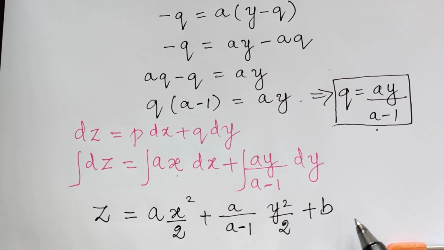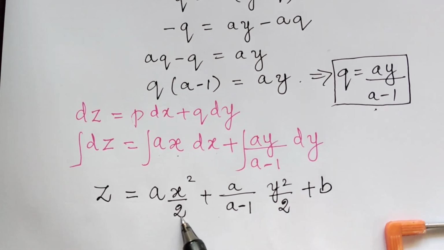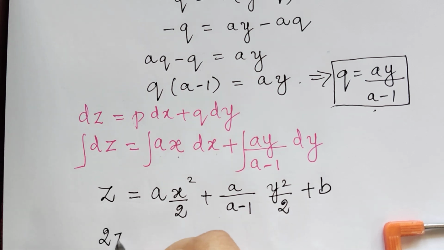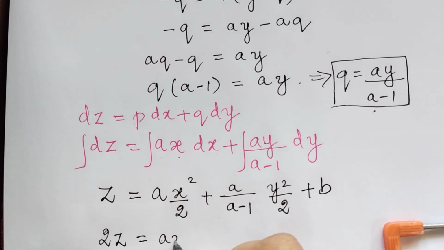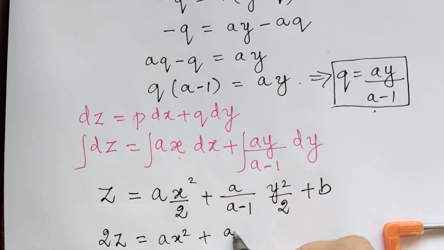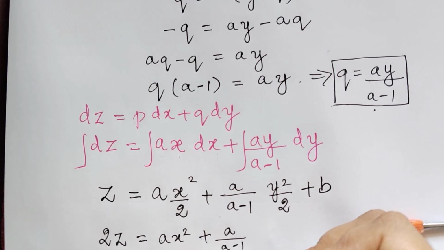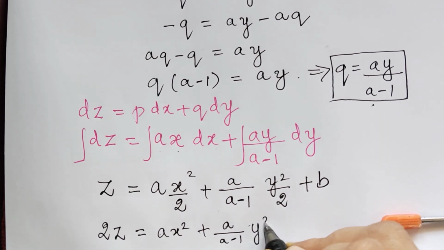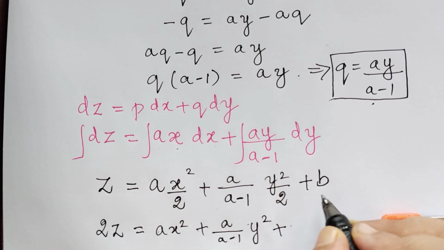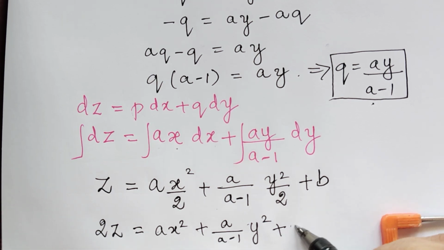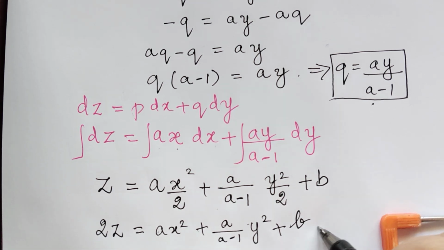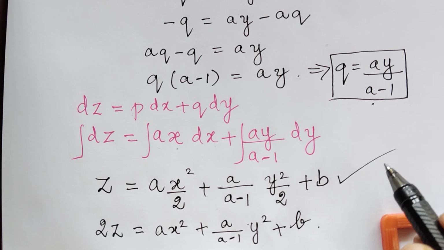We can leave the answer as it is, or we can also take the LCM of this 2, so that we get 2z is equal to ax squared plus a divided by a minus 1 y squared plus 2b, which is again, anyway, 2b is also a constant. In general we can write it as b itself. So this is the required answer.